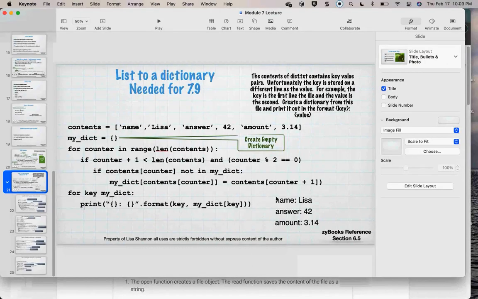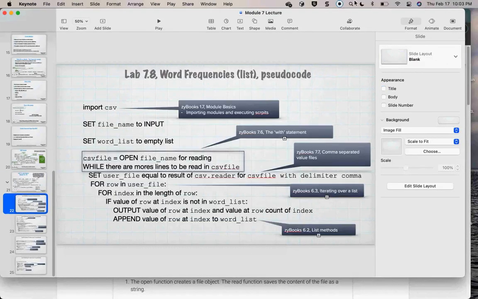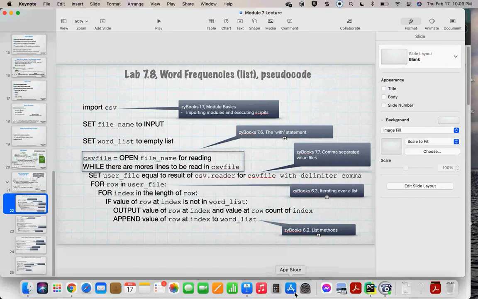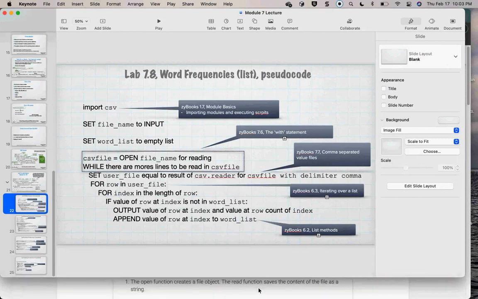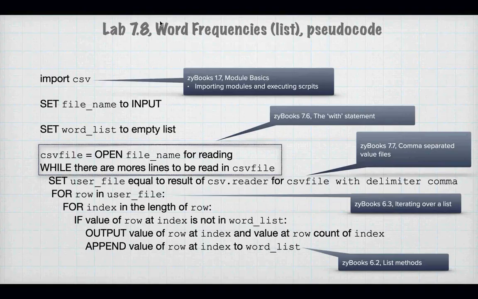So speaking of labs, let's go look at some labs. This is the pseudocode for the labs. This will be up on the YouTube page. There'll be links to this. So this is 7.8, which is our word frequencies, which is our CSV file. And this is similar to what we did in the CSV file example. So we're going to set word list. We're going to get the input for the file name. We're going to set word list to an empty list.